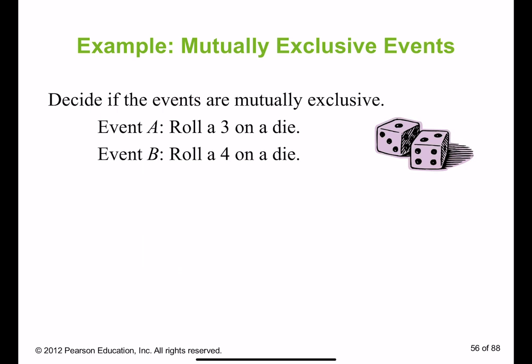Decide if the events are mutually exclusive. Event A, roll a 3 on a die, and roll a 4 on a die. I have to say, the first time I saw this slide, I got confused. I thought there were two dice. It's talking about one die only. So can one die be 3 or 4 at the same time? Of course not. They are mutually exclusive.